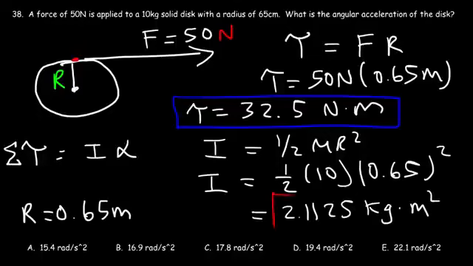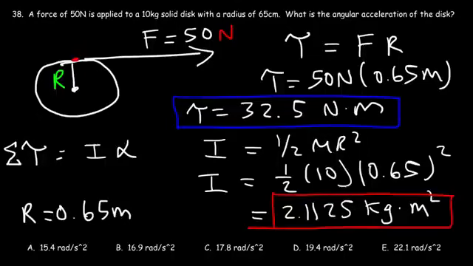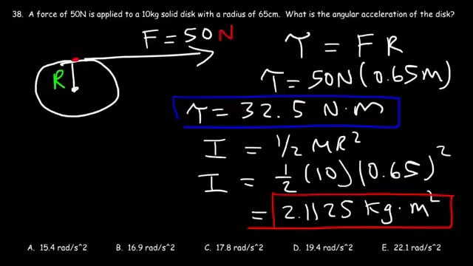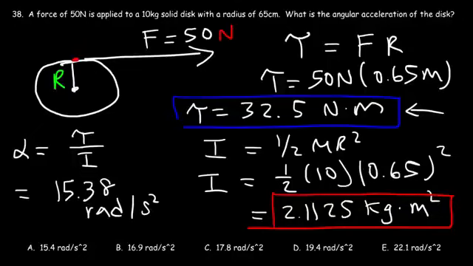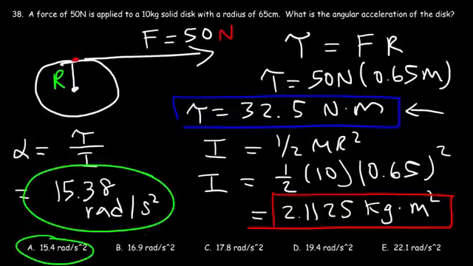Now that we have the inertia and the torque, we can calculate the angular acceleration. So alpha, or the angular acceleration, is basically the ratio between the torque and the inertia. So it's going to be 32.5 divided by 2.1125. So the angular acceleration is 15.38 radians per second squared. And so that's the answer for this problem, which correlates to answer choice A.